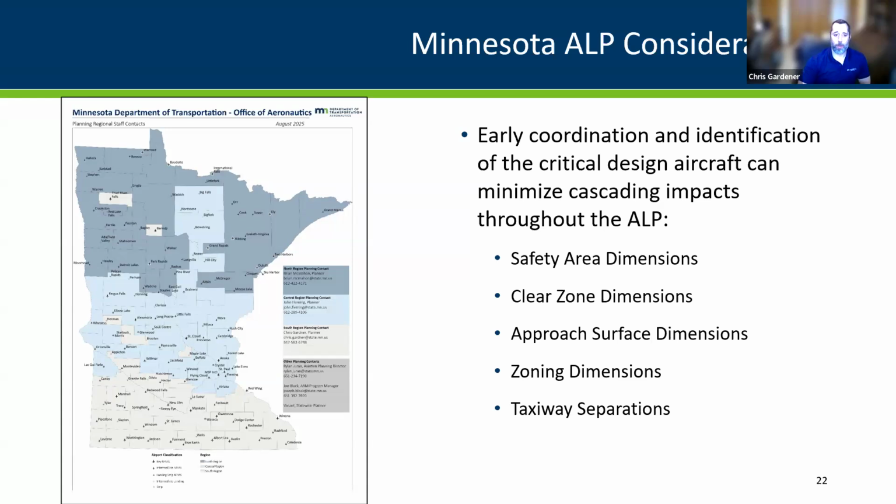Approach surface dimensions are closely related to zoning dimensions as well, and both of those are directly related here. Approach surface dimensions are going to dictate to some extent which areas we might have obstructions in, and then also are going to drive our zoning dimensions that we need, as well as taxiway separations. So I just want to reiterate that early communication with your regional planner, to get everybody on the same page, will hopefully reduce any need to go back through the ALP and make adjustments throughout the whole process.